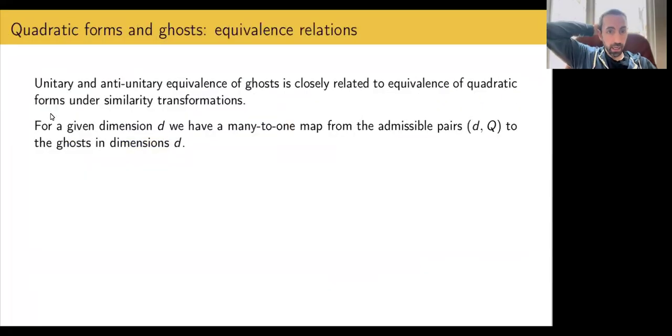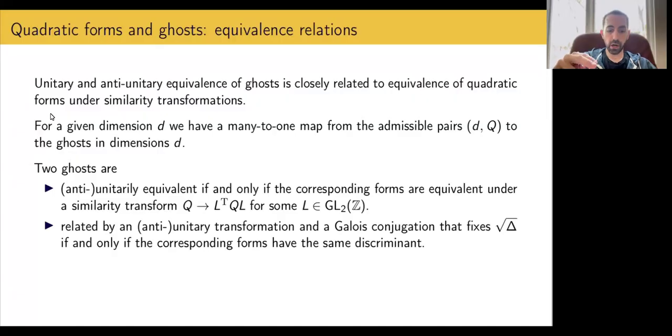But there are consequences with equivalence of pairs and equivalences of ghosts, okay? So we had talked about unitary or anti-unitary equivalence of SICs and how it was related, once you have Weyl-Heisenberg symmetry, to this extended Clifford group. So we can talk about equivalence between these pairs because there are equivalence relations between quadratic forms. So unitary and anti-unitary equivalence of ghosts is very closely related to equivalence of quadratic forms, but now the equivalence relation is similarity of forms. So for a given dimension D, it turns out we will have a many-to-one map from admissible pairs to ghosts in dimension D.